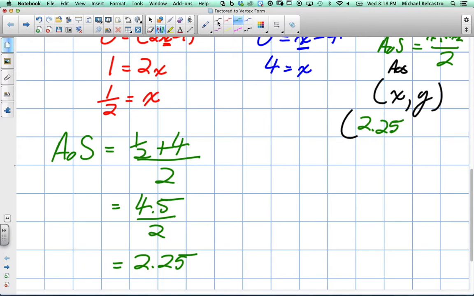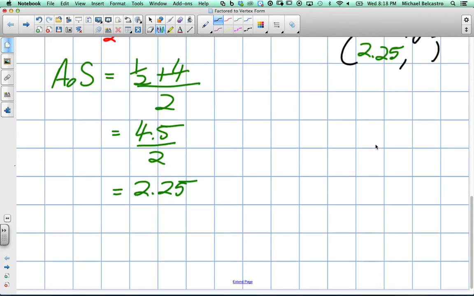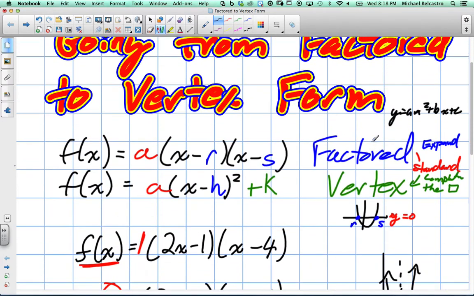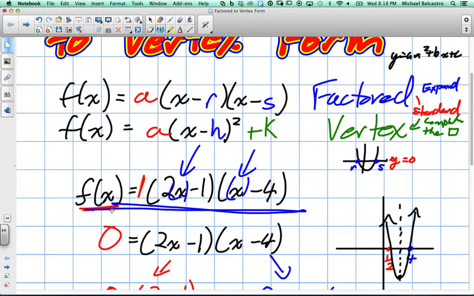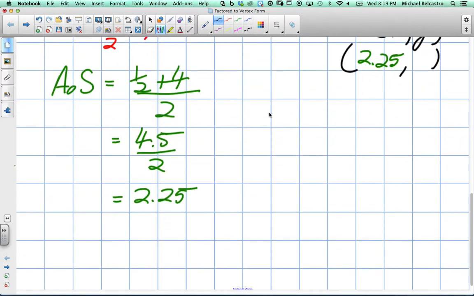Beautiful. Now the y value. What is the y value of a vertex? There's a couple ways we can do this. One of the simplest ways is to take our factored form, and since we now know the x value, plug it in for our x's and solve for our y. So let's do it that way, since that's the most common way to do it. There are formulas, but we'll do this. So f of x, which is our y, is equal to 2x minus 1, and x, I believe it was minus 4. Let me just double check.